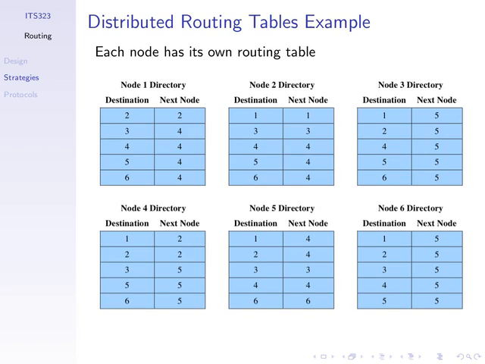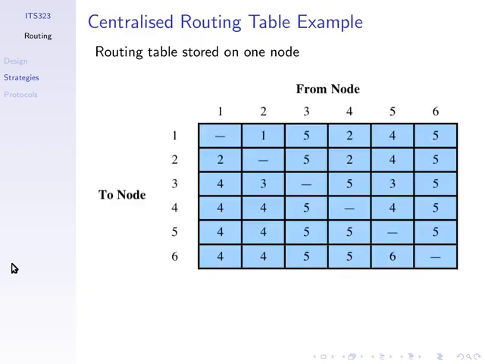This is the distributed approach where each node has its own routing table. We can combine all of that information into one centralized routing table, which is here. It contains the same information, it's just structured differently. From node 1 to reach node 2, send to next node 2. From node 1 to reach node 3, send to next node 4. This column is the same as the routing table for node 1. This column is the same as the routing table for node 2, and so on. So it's just a combination of those individual routing tables.